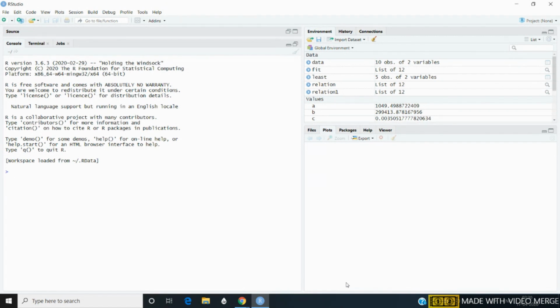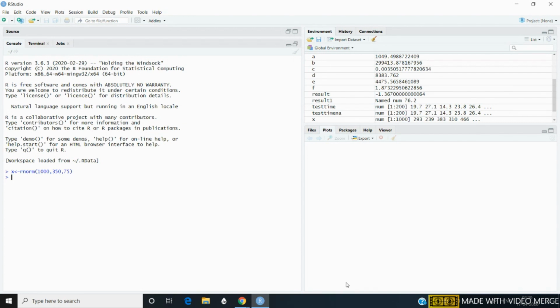random numbers of a normal distribution with mean 350 and standard deviation 75. So I will first initialize a variable x and assign rnorm, and I will generate 1000 numbers with mean 350 and standard deviation 75. Okay, I will hit enter. The random numbers are generated.